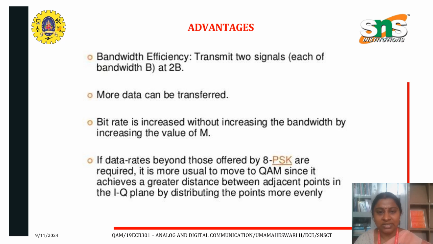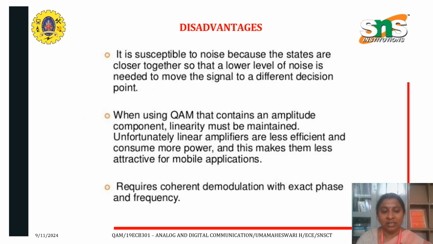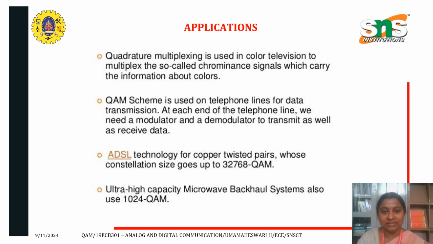The main advantage here is bandwidth efficiency. Transmit two signals, each of bandwidth B, at 2B. More data can be transferred. Bit rate is increased without increasing the bandwidth by increasing the value of M. If data rates beyond those offered by 8PSK are required, it is more usual to move to QAM since it achieves a greater distance between adjacent points in the IQ plane by distributing the points more evenly. The main disadvantage is that it requires coherent demodulation with exact phase and frequency.